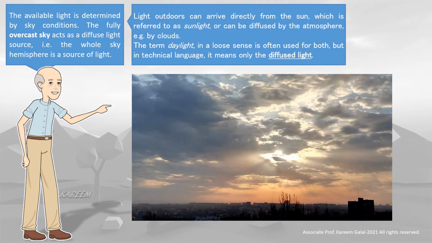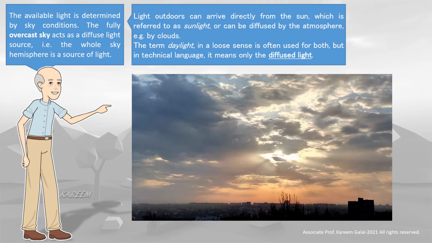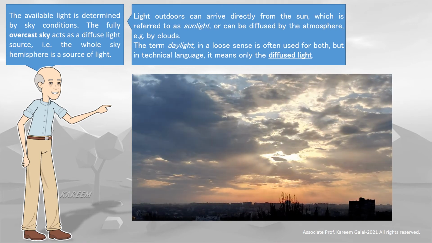Light outdoors can arrive directly from the sun, which is referred to as sunlight, or can be diffused by the atmosphere, for example, by clouds. The term daylight, in a loose sense, is often used for both. But in technical language, it means only the diffused light.